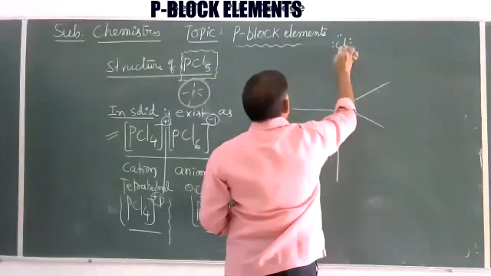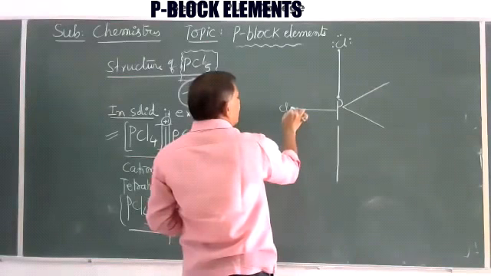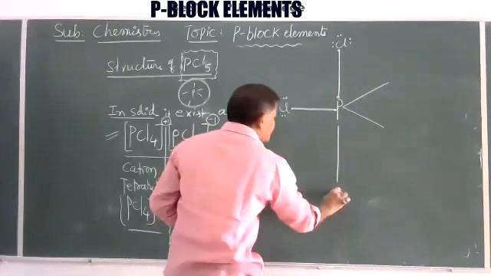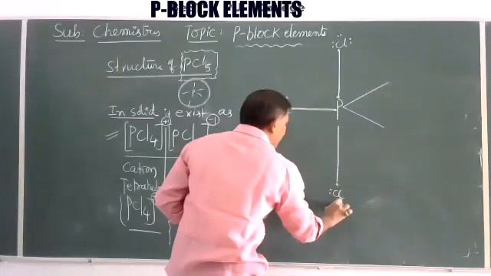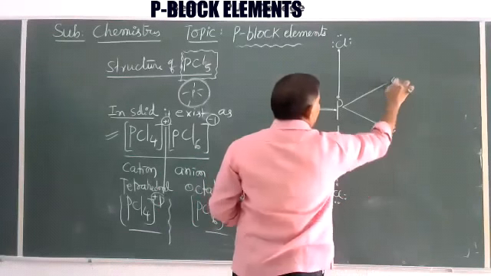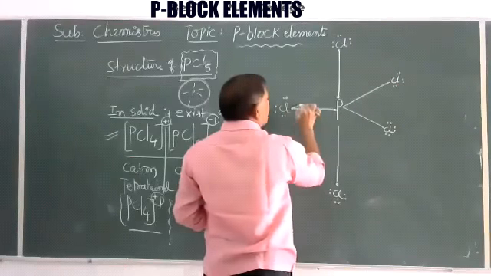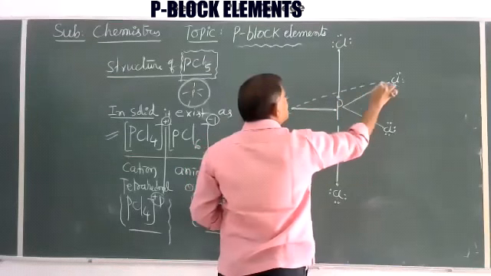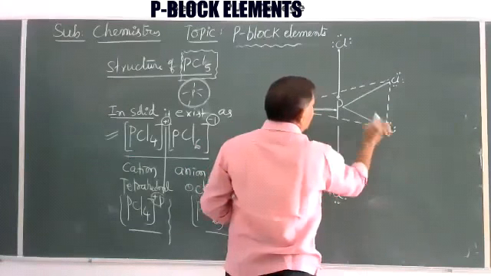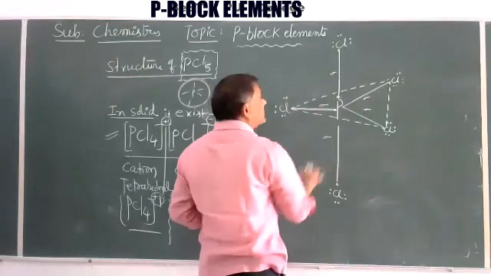7 valence electrons are there, out of 7, one is bonded with this phosphorus. Similarly, the remaining 4 chlorine atoms react with the central element phosphorus. It forms 5 covalent bonds, 5 sigma covalent bonds. Among these 5 sigma covalent bonds, 3 are equatorial and these 2 are axial.